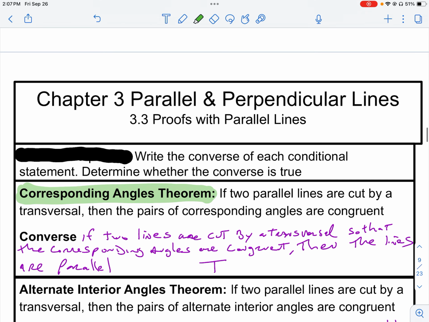Our next one, the alternate interior angles theorem. Go ahead and write the converse, restart the video, and we'll talk through it together.